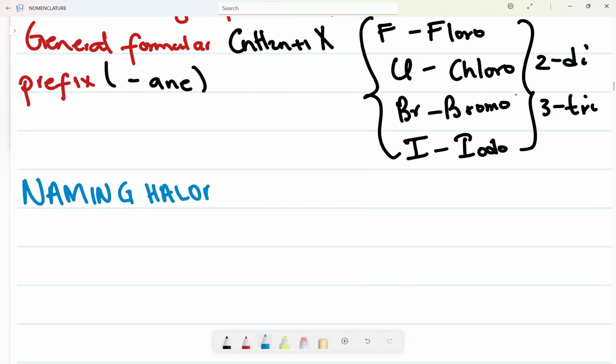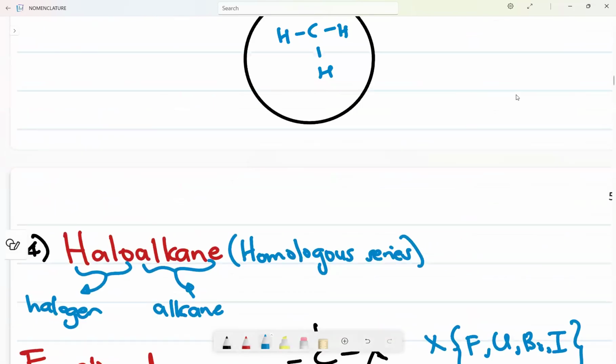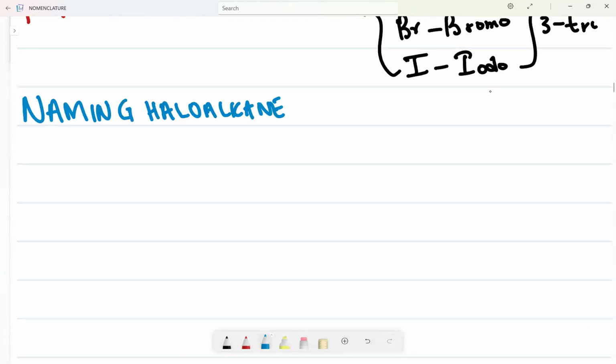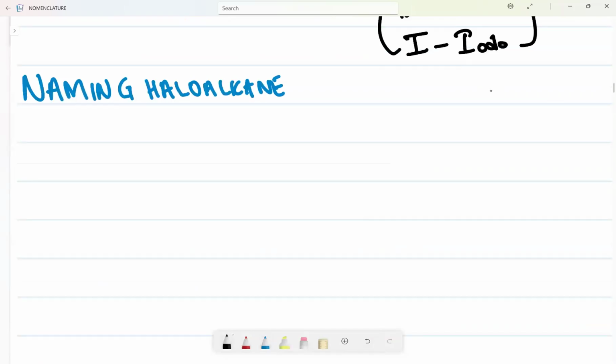Haloalkane. Sometimes haloalkanes are referred to as halohalides. So when you see halohalides in one of the question papers, do not be amazed. It is haloalkane. So naming a haloalkane, what do we prioritize?